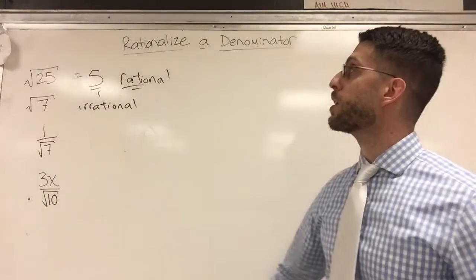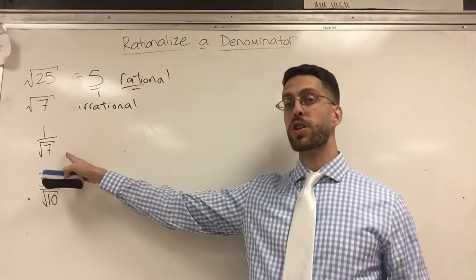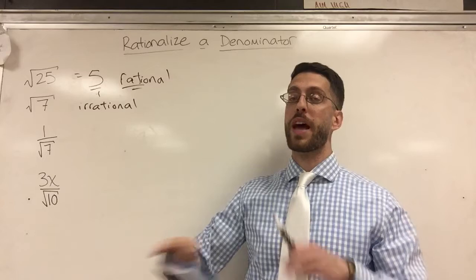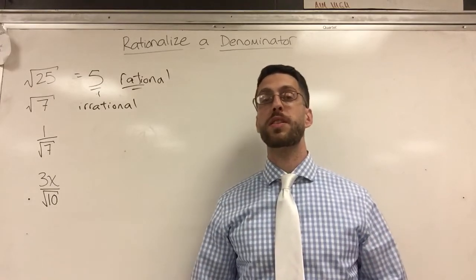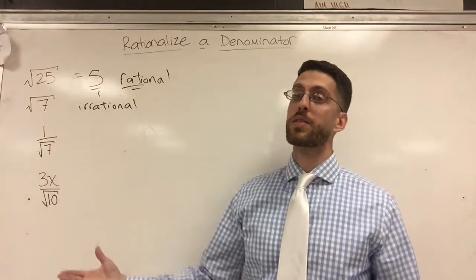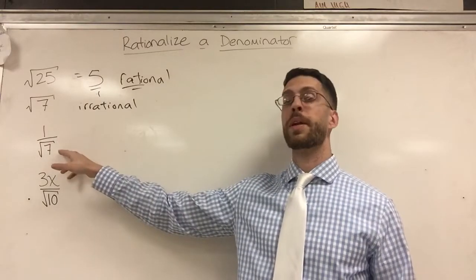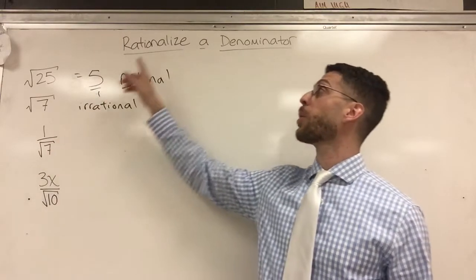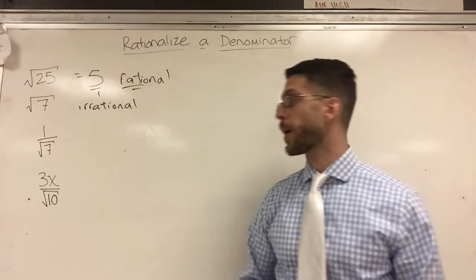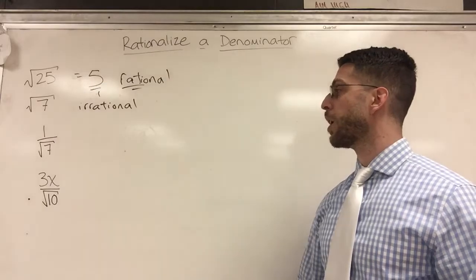So, my point is, if you see a fraction where there's an irrational number in the denominator, that's not okay. Mathematicians have decided we would much rather see the irrational number in the numerator. That's okay, but not in the denominator. If we see it in the denominator, we must rationalize the fraction, or rationalize the denominator. All right? And here's how.